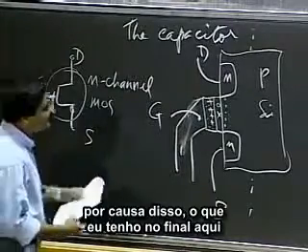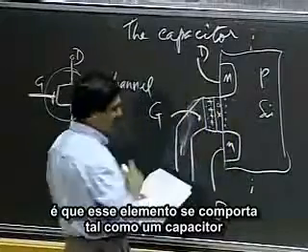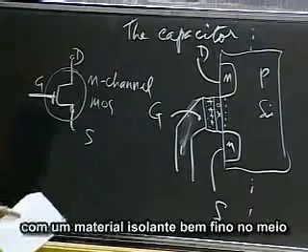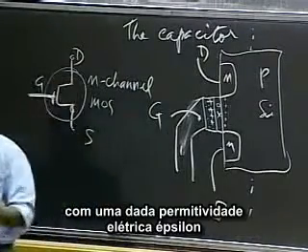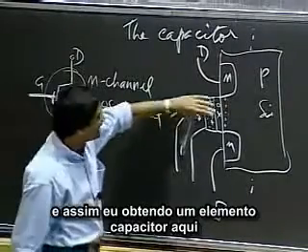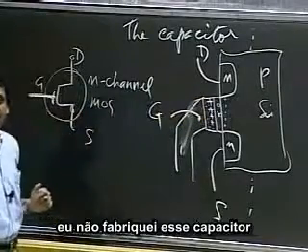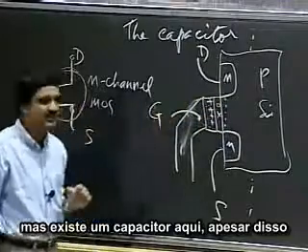And because of that, this piece behaves like a capacitor. A capacitor has two plates with a thin insulating material in the middle, some dielectric with some permittivity epsilon, and so I get a little piece of a capacitor here. That's the capacitor that is formed. I didn't set out to build that capacitor, but there is that capacitor nonetheless.